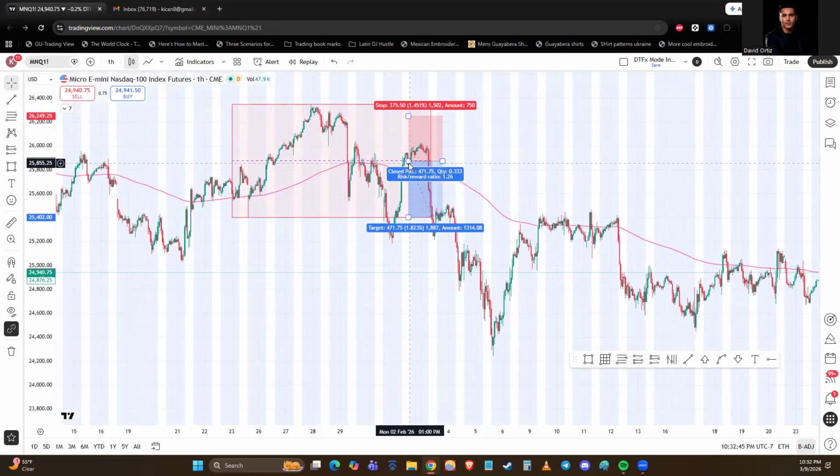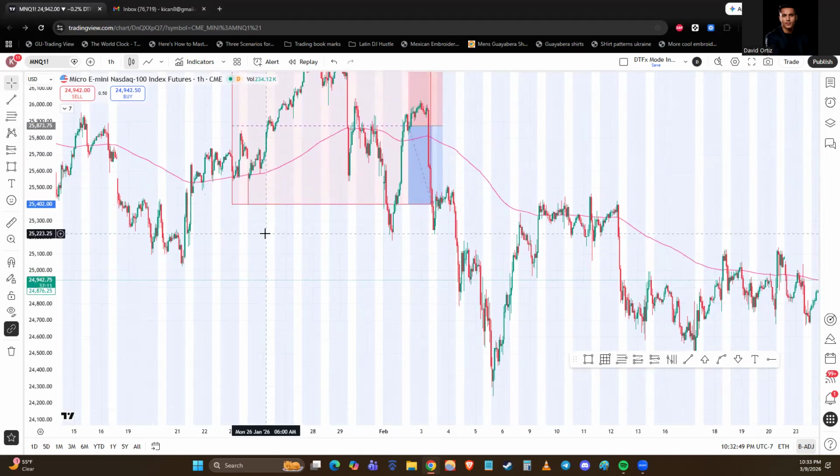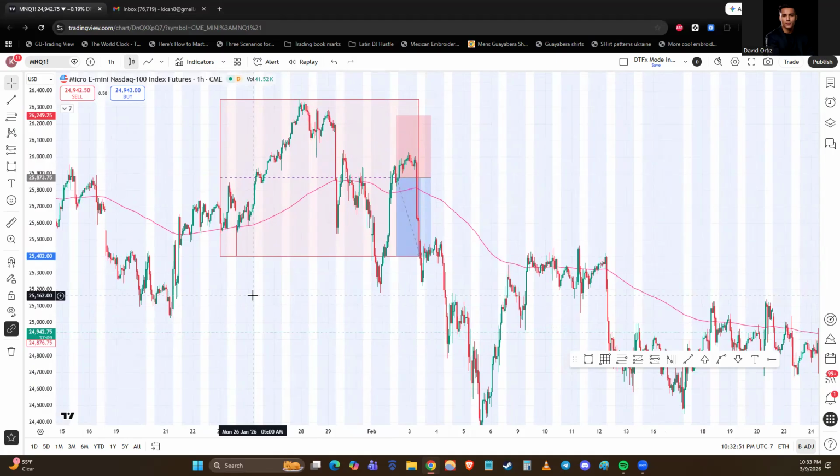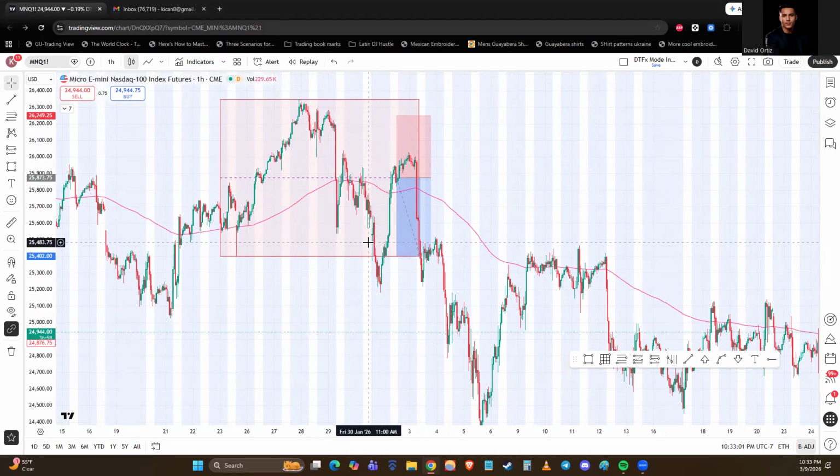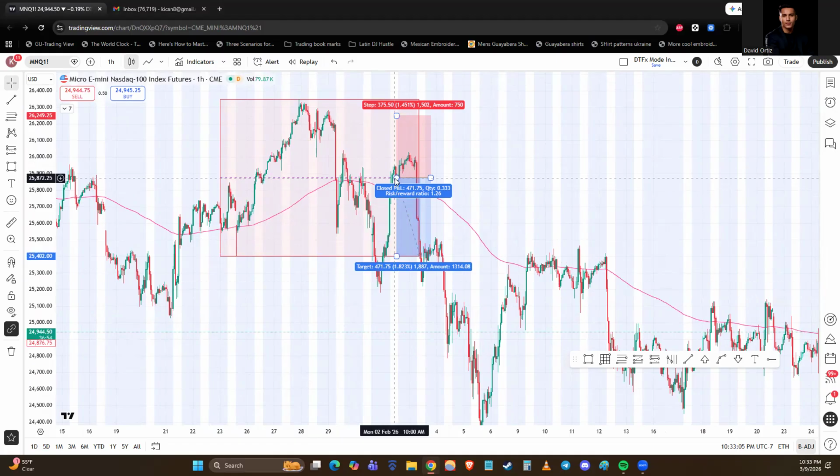You can automate the selling of the contract at a certain point, where it reaches below the corner of the box, or when it retraces up to the 50%.